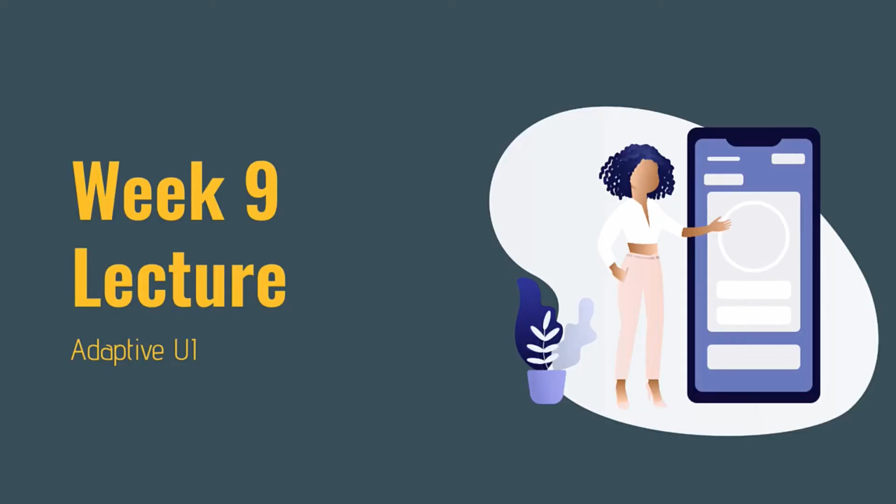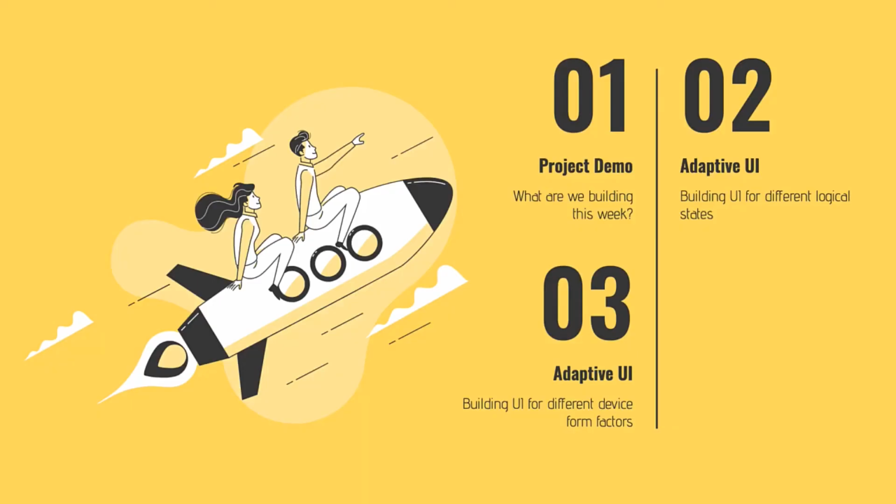Okay, let's jump into our week 9 lecture on adaptive UI. So as usual, we will look for our project demo, give you a sense of what we will be building this week, what updates we'll be making to our weather app. And then we will talk about two different components to adaptive UI. We'll talk about building UI for different logical states within your app, and talk about building UI for different device form factors.